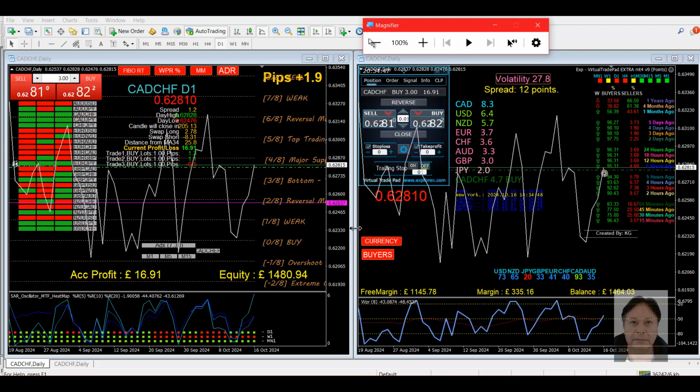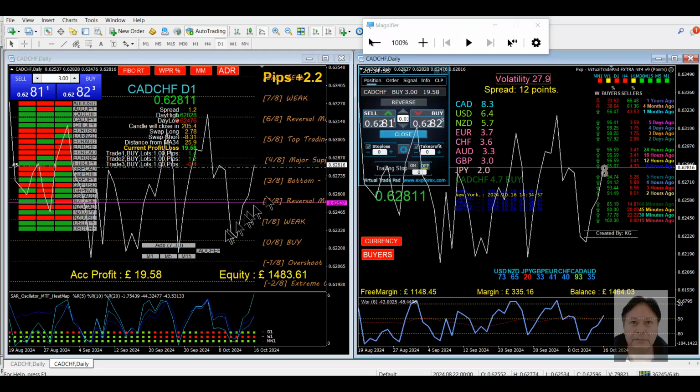Oops, I pressed the wrong button. Look, I'm going to close that down. As you can see, I'm making a profit. There you go. 19. We made £19.